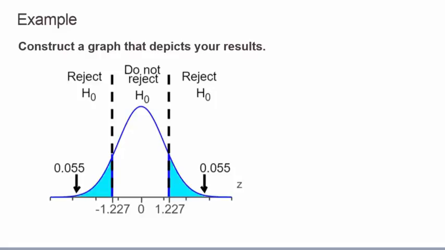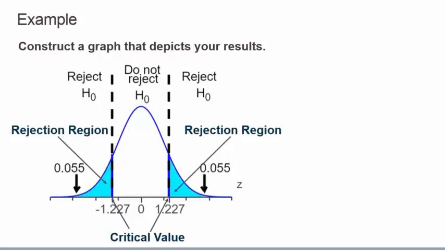Construct a graph that depicts your results. So we want to label where the critical values are. They are at negative 1.227 and positive 1.227. Then we want to label our rejection region. Our rejection region is to the left of negative 1.227 and to the right of positive 1.227. Our non-rejection region is between the two numbers.